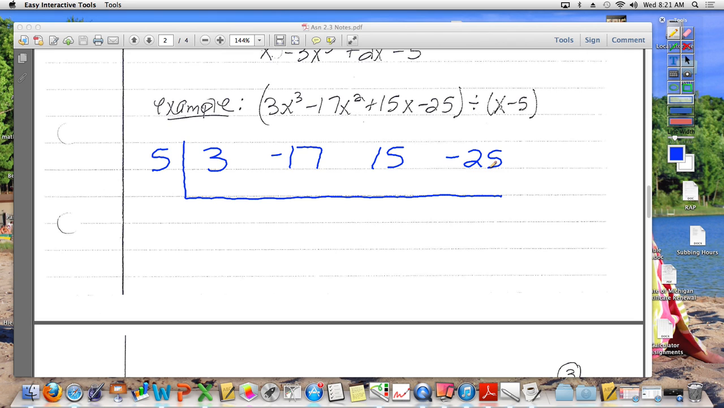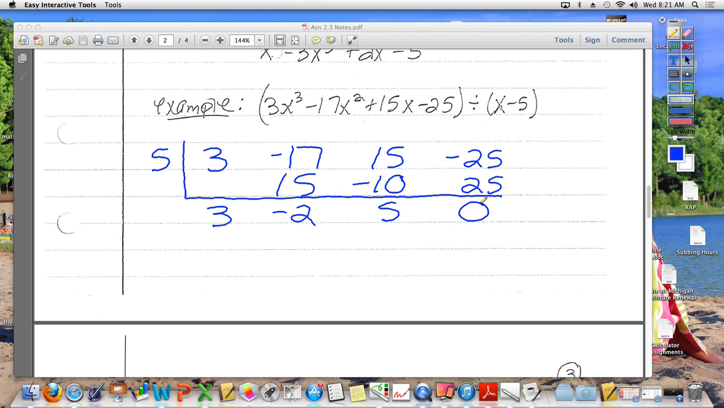All right, the first thing that you pull down is the 3. So I put the 3 right here. So it's 5 times 3 is 15. You add negative 17 and 15, you get negative 2. You multiply 5 and negative 2, you get negative 10. Add 15 and negative 10, you get 5. Multiply 5 times 5, you get 25. You combine negative 25 and 25, you get 0. Which means to you that there is no remainder.